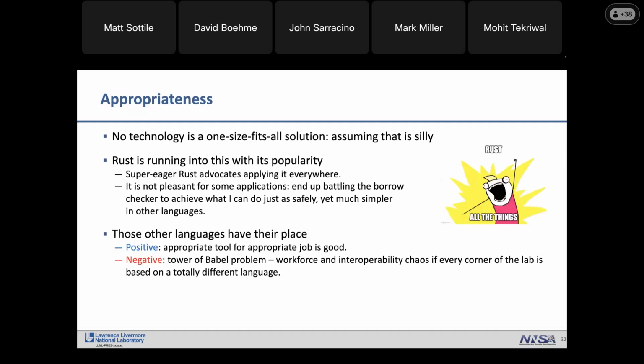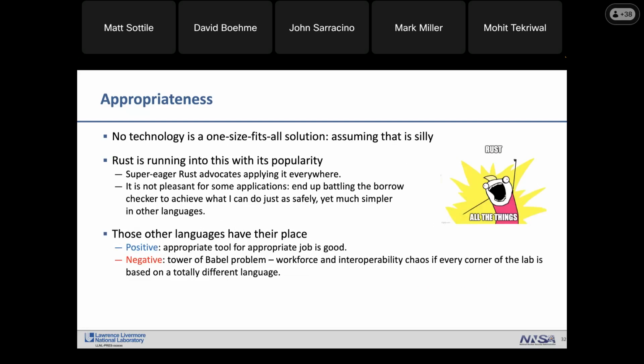Another thing is we need to be careful about where we apply it. So usually when people hear memory safe languages, they hear Rust, and I think that's a mistake because I don't think it's the most appropriate language for every context. And this is happening a lot where super eager Rust people are running around trying to apply it to everything. It's not the best for every language.